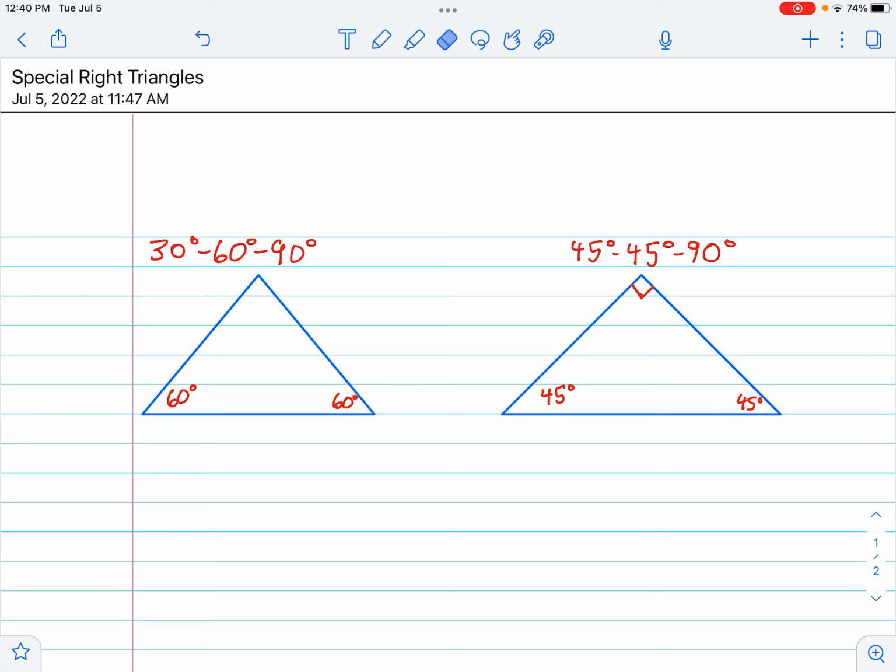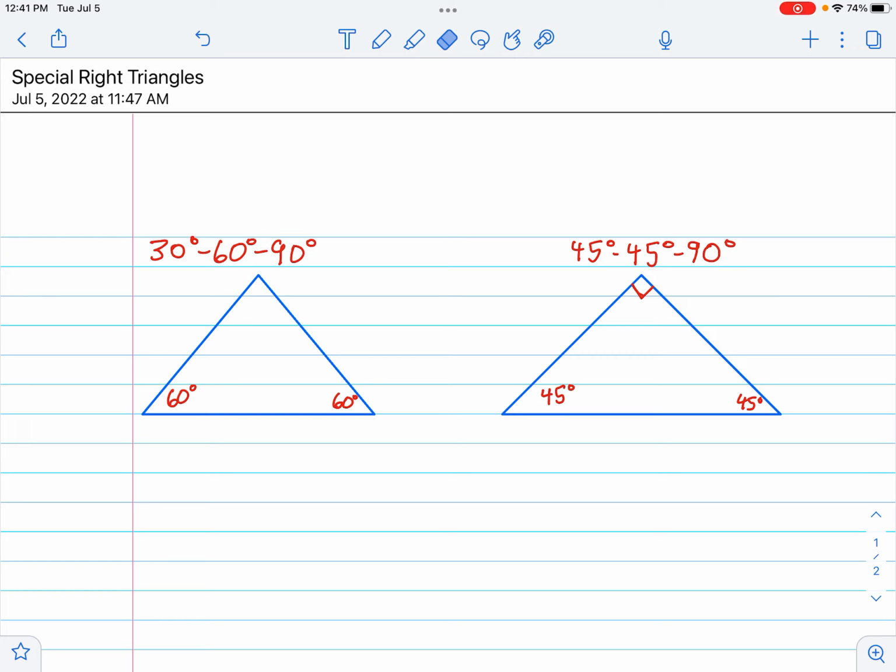Now we're going to study two special right triangles, the 30, 60, 90 triangle and the 45, 45, 90 triangle. You'll find these triangles very helpful, especially later when you study trigonometry. But let's start off with the 30, 60, 90 triangle.